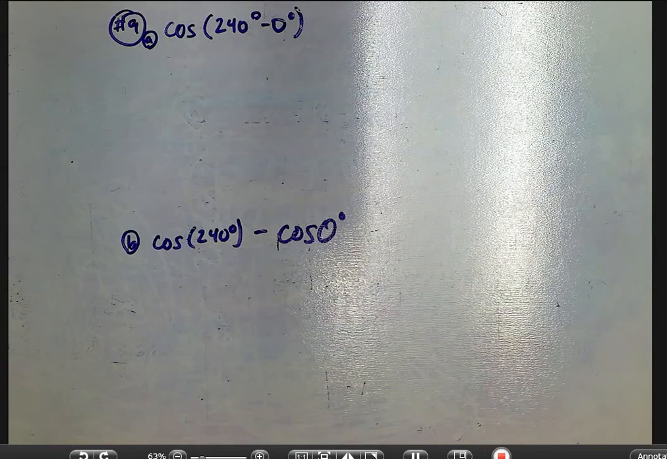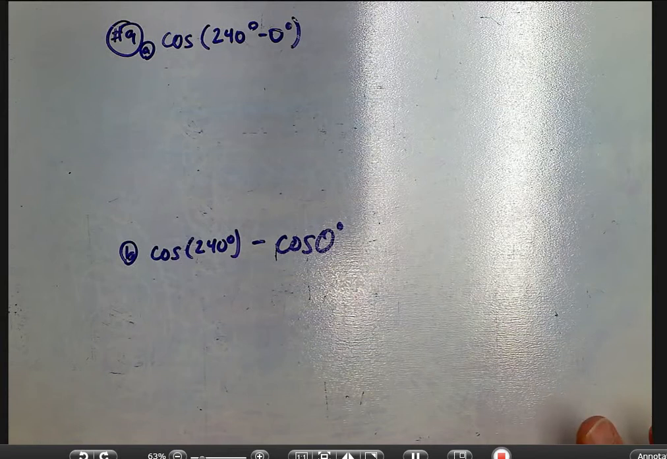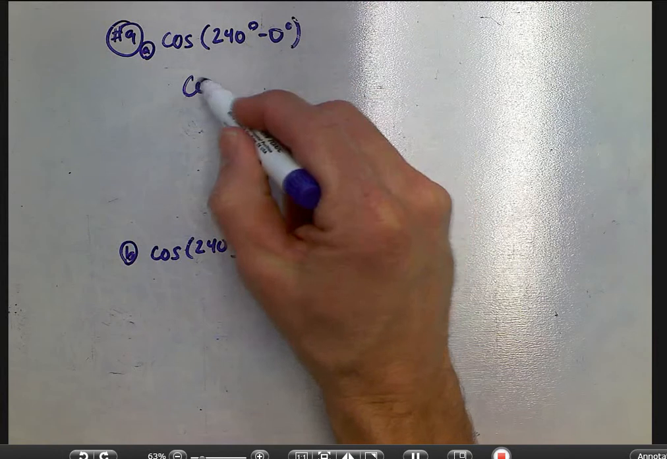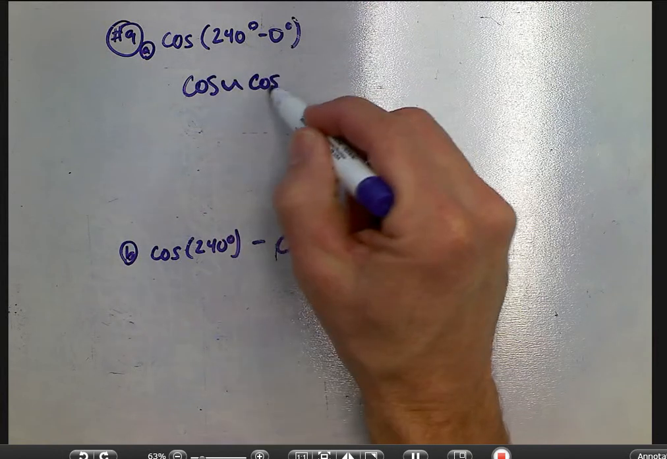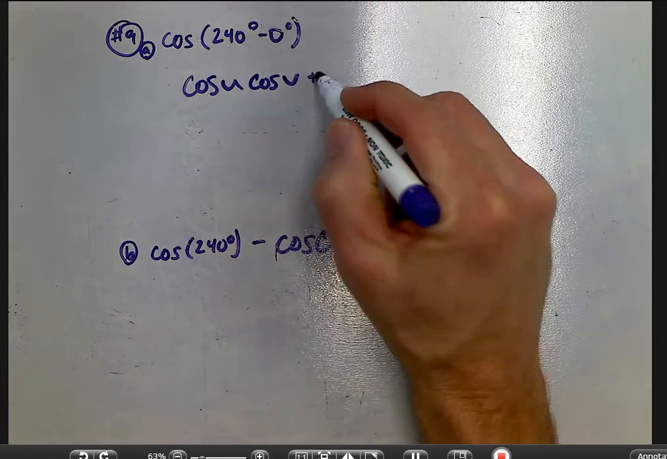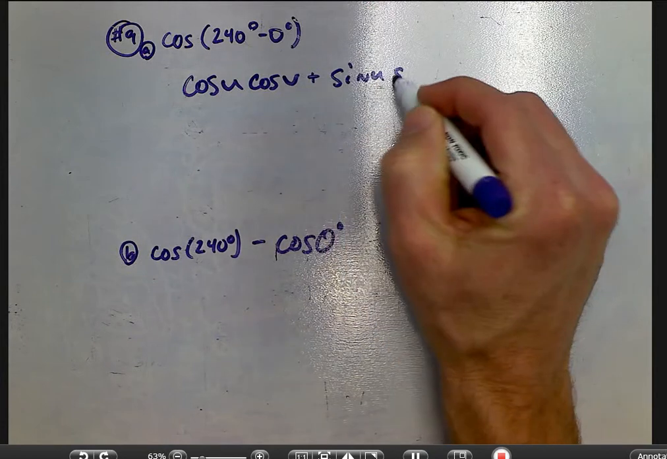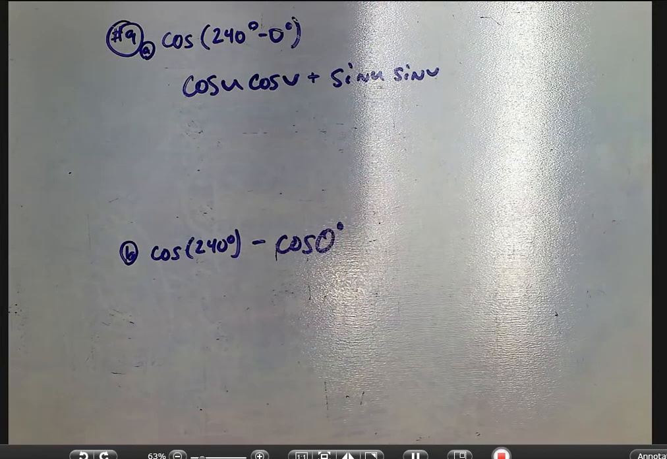Let's work through number 9 together. It's kind of a tricky way to prove that this actually works. But essentially it says take the cosine of 240 minus the cosine of 0. It wants you to use the difference of the cosine formula. So I believe this is cosine u, cosine v, plus sine u, sine v. I might be inaccurate, but I believe that to be correct.